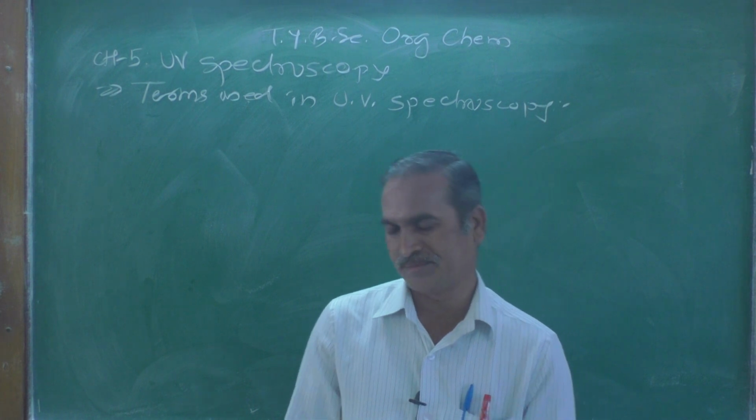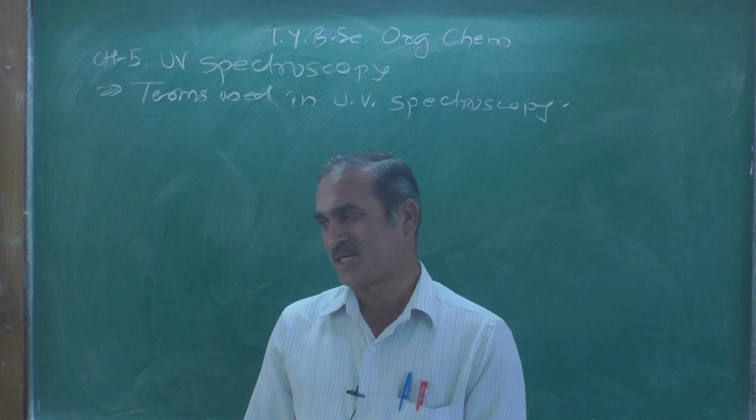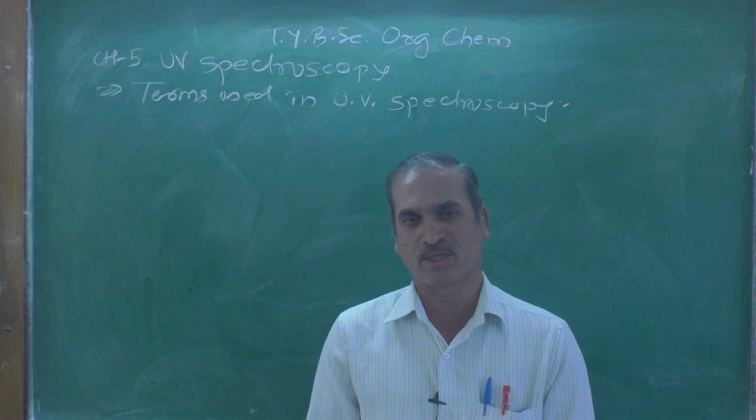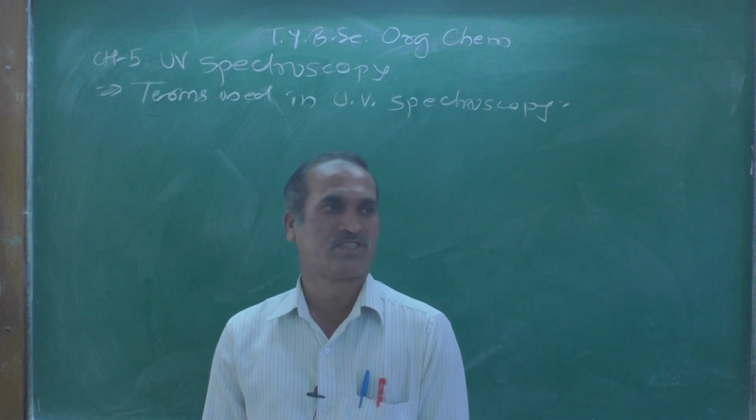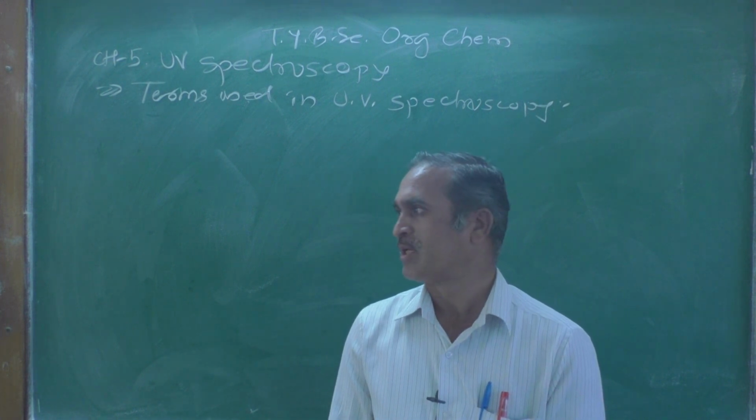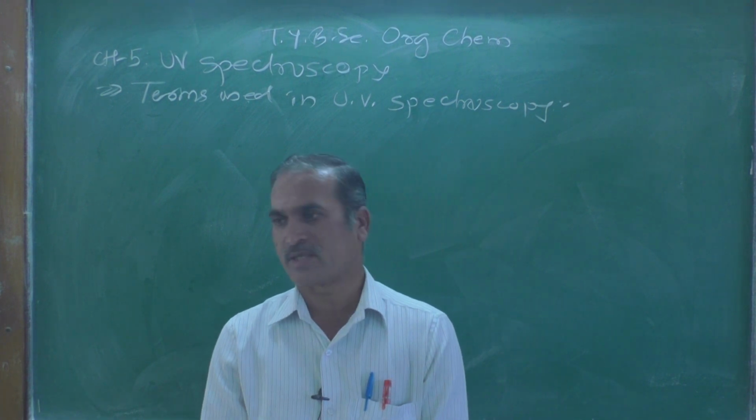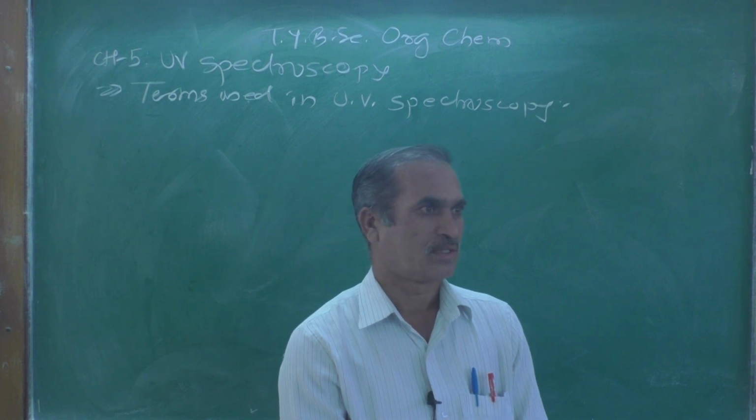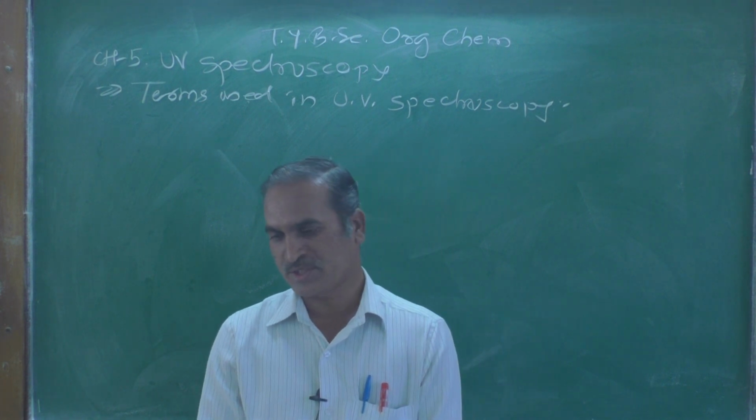And the last and one more prominent transition is n to pi star, non-bonding to pi star, which will be observed in organic compounds containing a multiple bond with heteroatoms, such as carbonyl compounds, which can show such a transition.